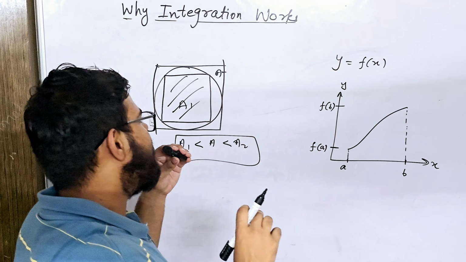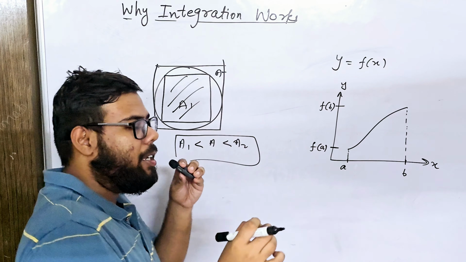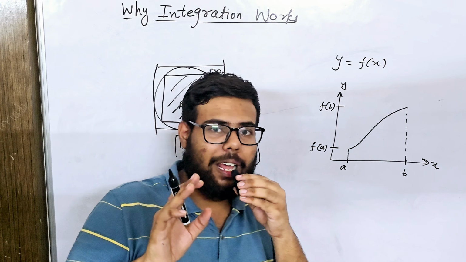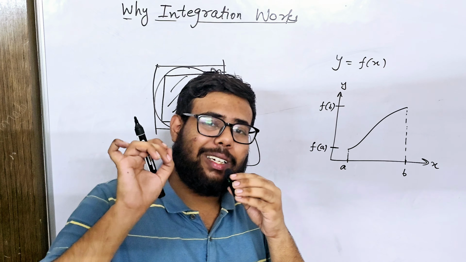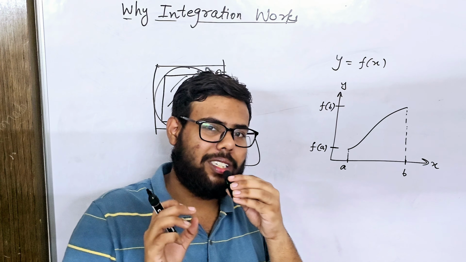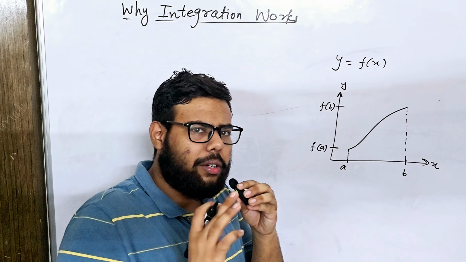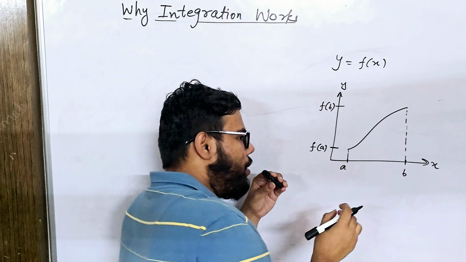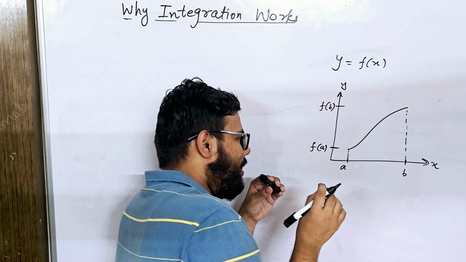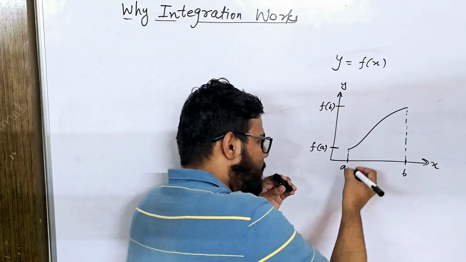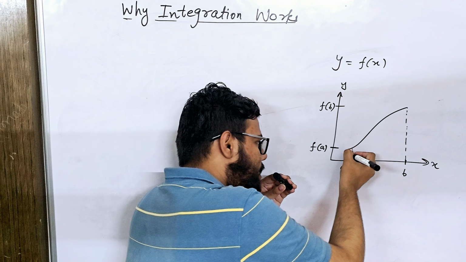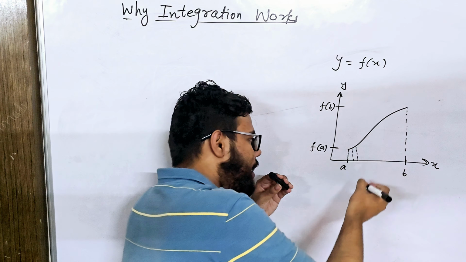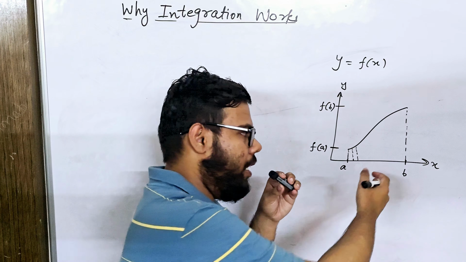There will come a point where you see that you are coming closer to the area of that circle. The same concept we are going to apply over here, but here we will apply the concept of rectangular blocks. Let's see how we are going to apply that. We will divide this region into multiple small rectangles, so from here to here, from here to here, and so on till b.